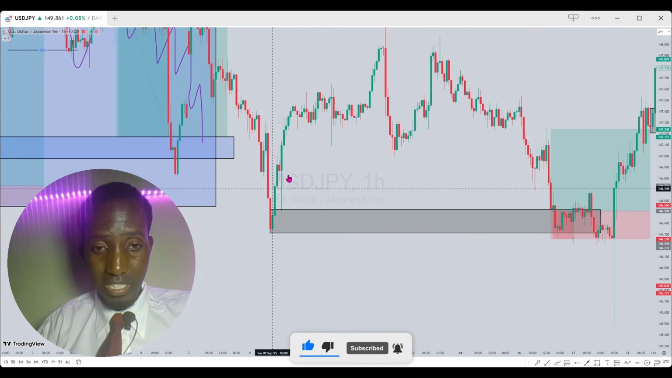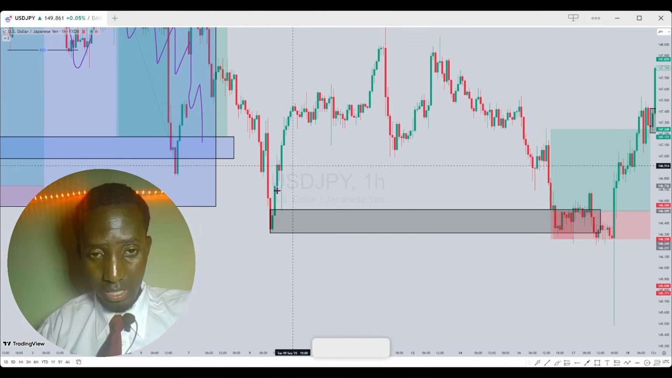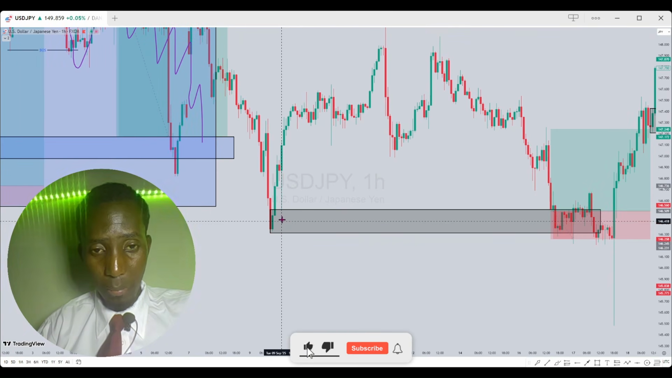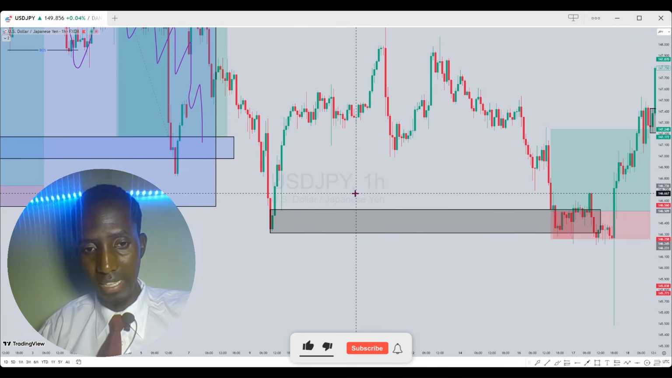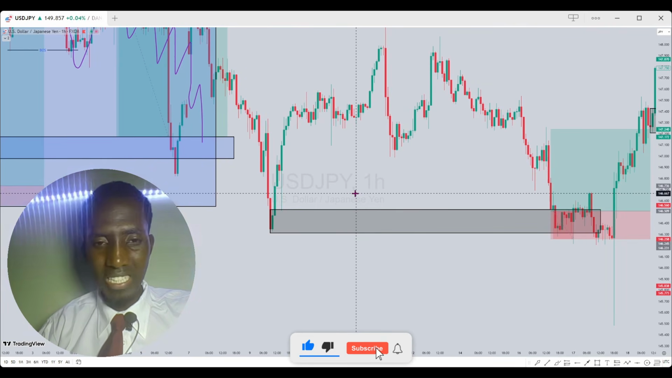So when you see these types of zones, when a candlestick forms a wick, just know that that's called a mitigated order block, and it will not respect your entry. It's simple as that, it's easy as that.